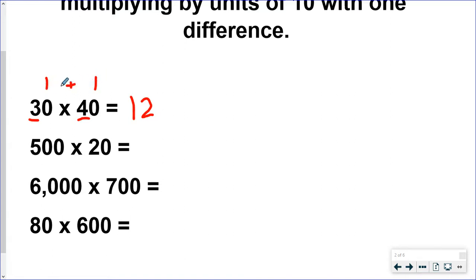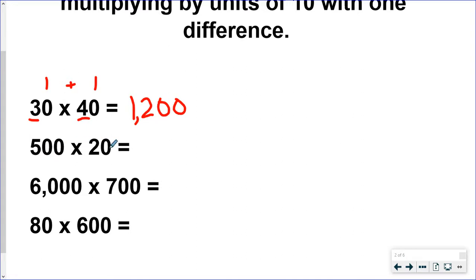So I'm going to add those two numbers together. 1 plus 1 is 2. That means my answer needs 2 zeros. So this answer here would be 1,200. That's how I multiply that. And I use the same idea for the next problems I have on the board here. I'm going to ignore the zeros.